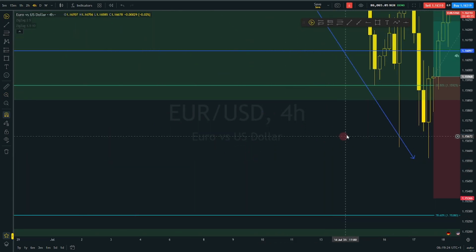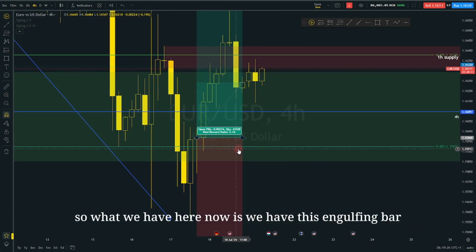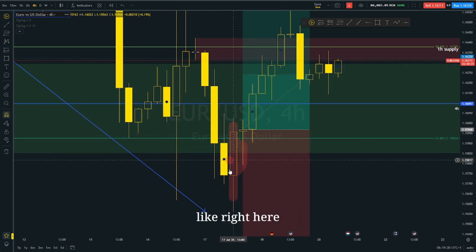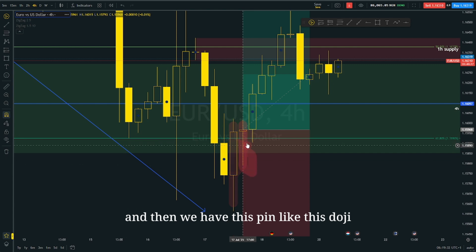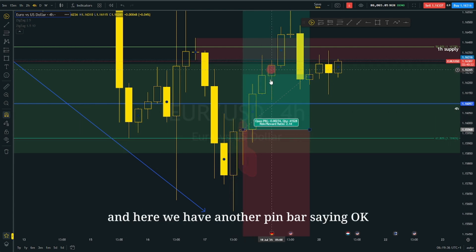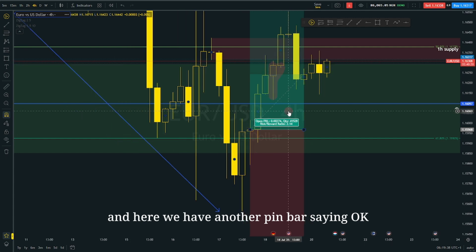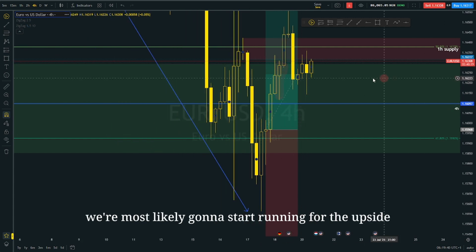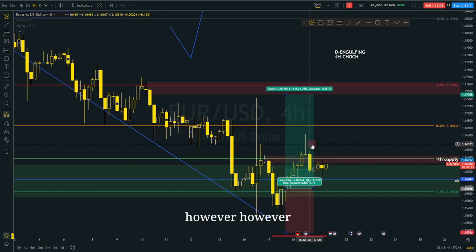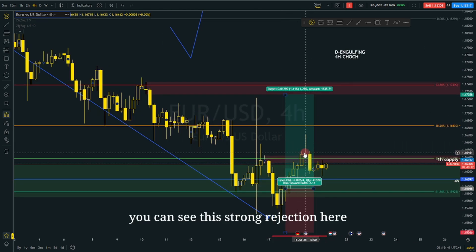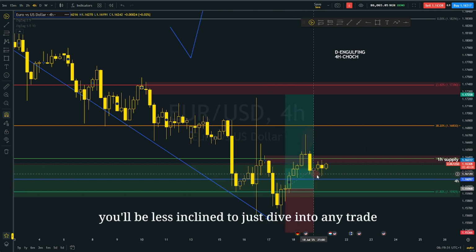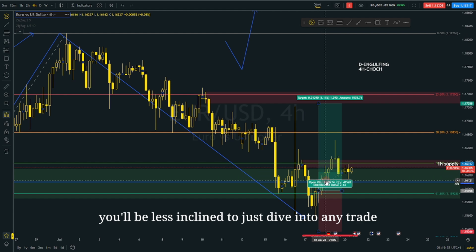All right. So what we have here now is this engulfing bar right here, and then we have this doji, but it's a pin. It's kind of like a pin bar, and here we have another pin bar saying, okay, we're most likely going to start running for the upside. However, you can see this strong rejection here. It's quite scary.